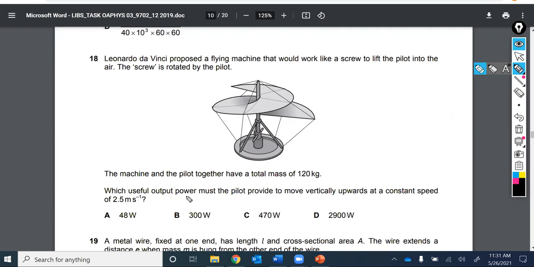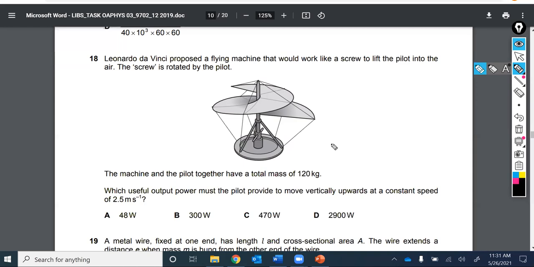Which useful output power must the pilot provide to move vertically upwards at a constant speed of 2.5 meters per second? So all of our answers are in watts here. I might say it's probably D, just because it seems like it would take a lot of energy to do that. If we could do it with less, then this might actually work. So let's do the calculation.